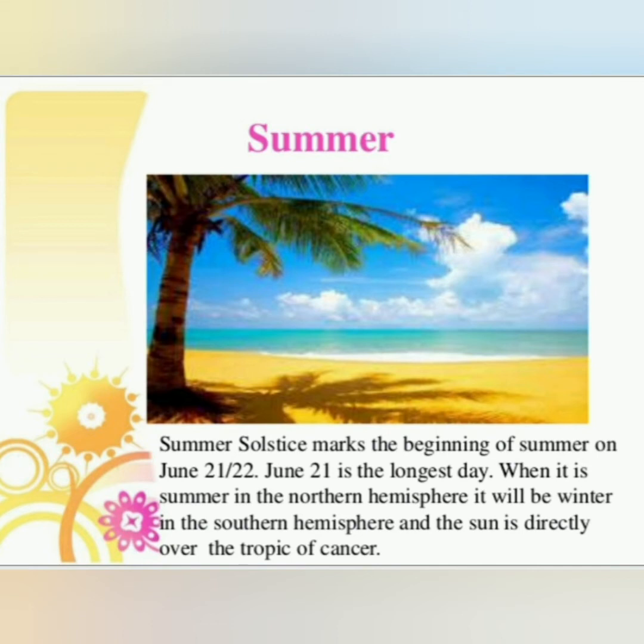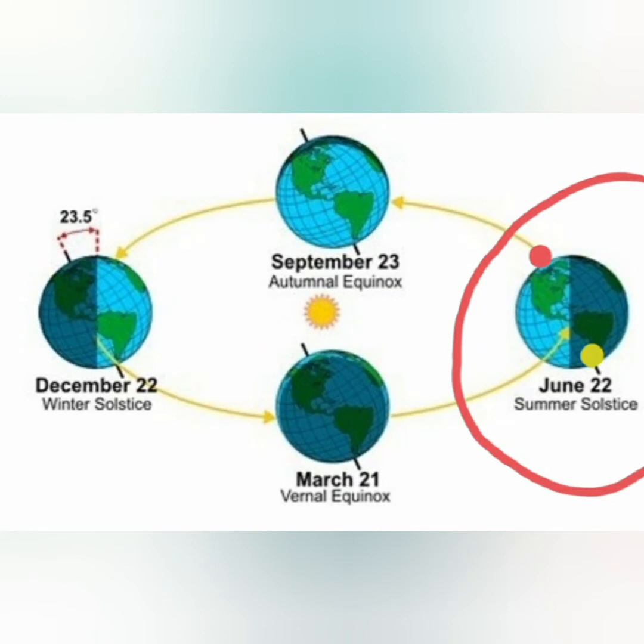Our summer solstice occurs on June 21st, the first day of the summer. Our winter solstice occurs on December 21st, the first day of the winter. Now students, look at the screen. Here we have a picture and I have marked a red circle on June 22, summer solstice.